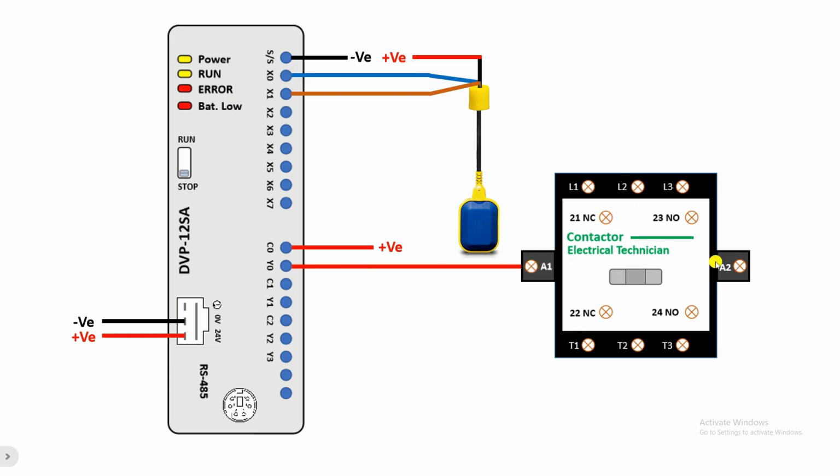To operate this contactor, we need negative power supply also. I'll bring the negative power supply and connect it to the A2 terminal. Through my PLC, to start and stop the pump, the wiring is completed. Now we have to do the programming of the PLC.